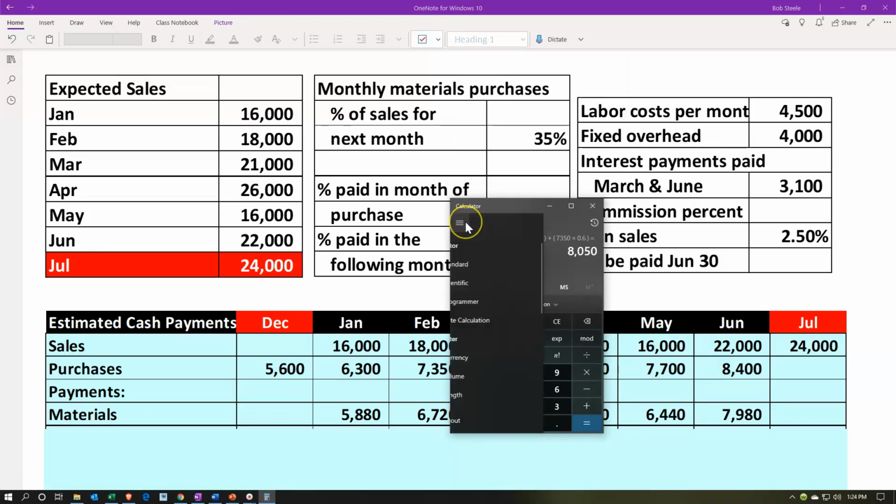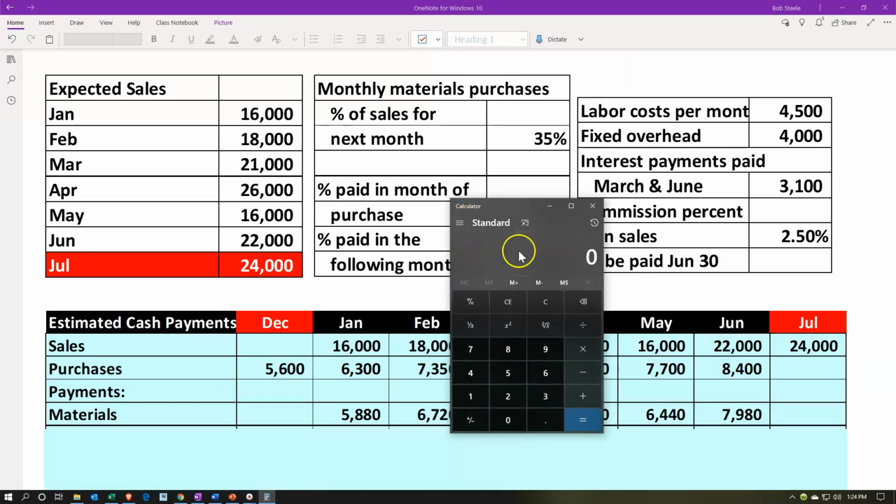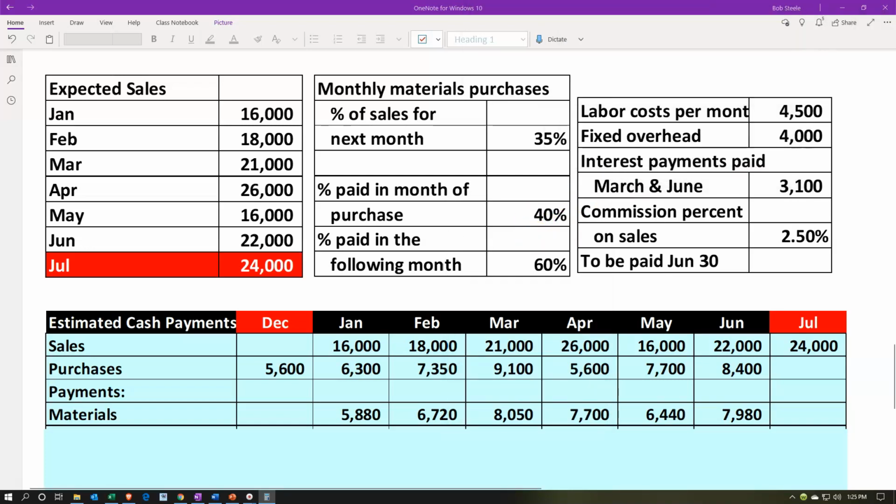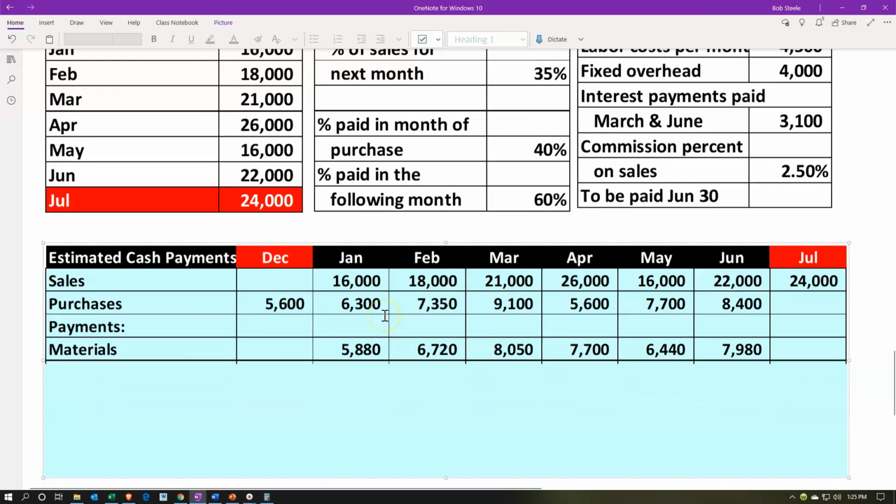I'm going to switch this back over to the normal calculator now, because it just sticks on the window when I click on it. Okay, anyway.